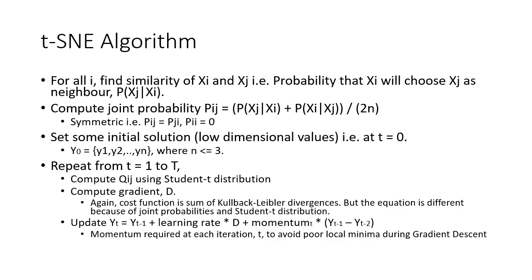So first we compute the joint probability Qij, and this time we use the student t distribution. Then we compute the gradient d. Again, the cost function is sum of Kullback-Leibler divergences, but the equation this time is different because of joint probabilities and student t distribution. And then we update the solution using the same equation that was in SNE.